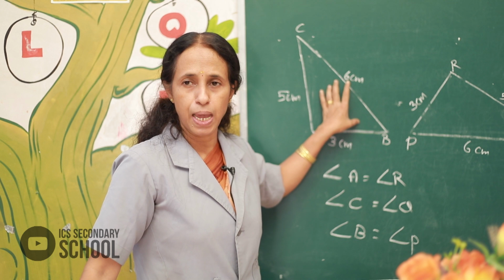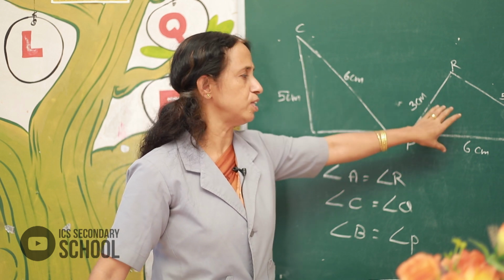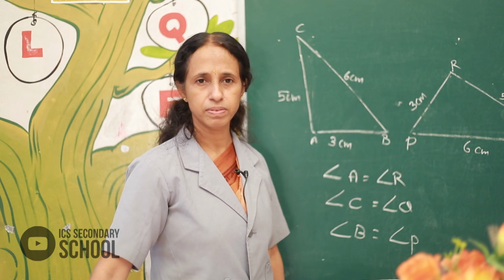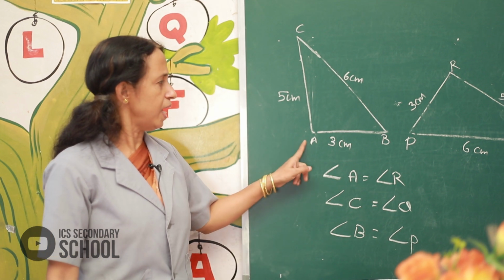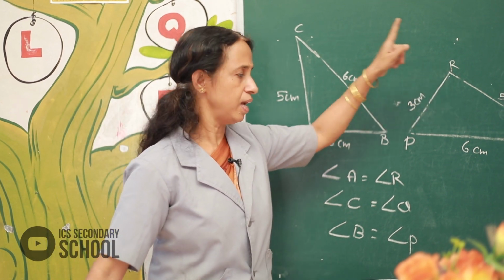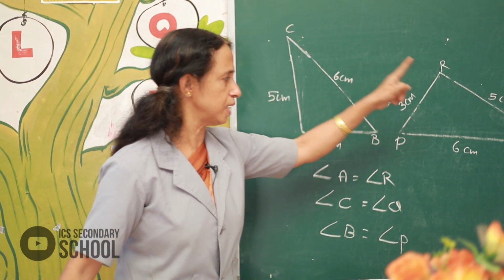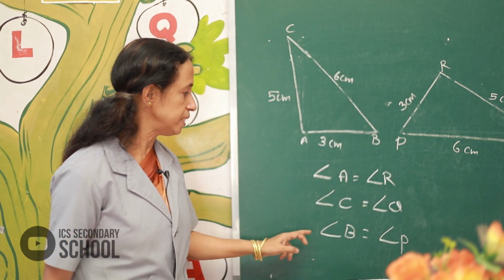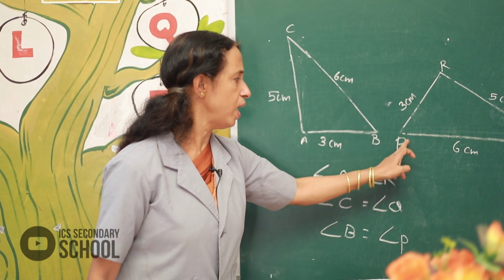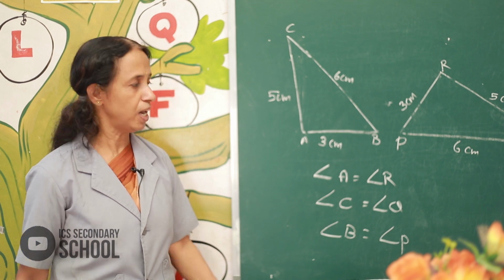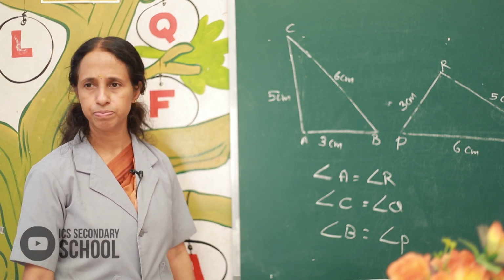Sides of triangle ABC are equal to sides of triangle PQR. Angle A is equal to angle R, angle C is equal to angle Q and angle B is equal to angle P. Angles of these triangles are also equal.